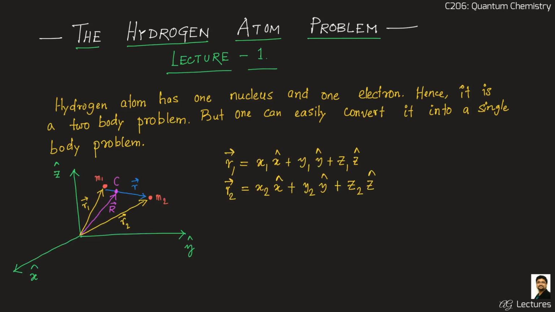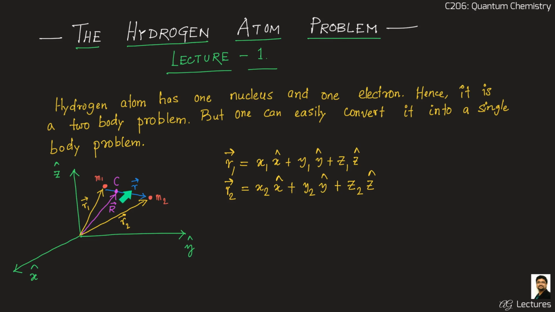So imagine a coordinate system represented by x, y, and z, correct? And two particles, m1 and m2, having position vectors r1 and r2, which is given by these expressions. So the x1, y1, and z1 are the coordinates for particle 1, x2, y2, z2 are the coordinates for particle 2. And now let's define two more vectors.